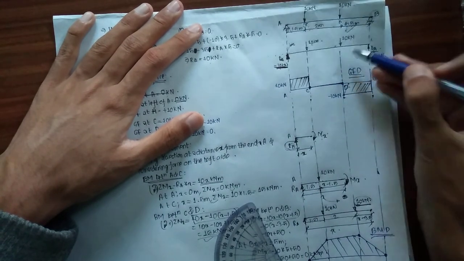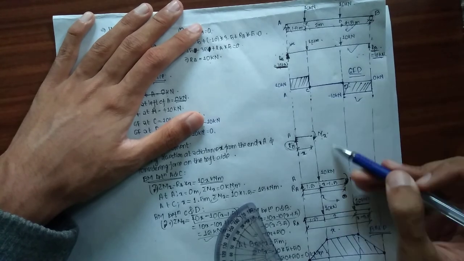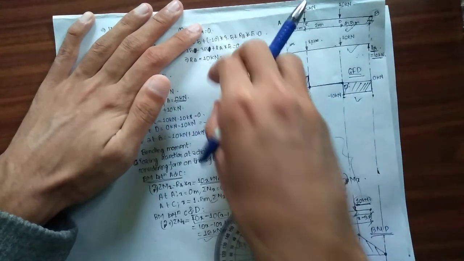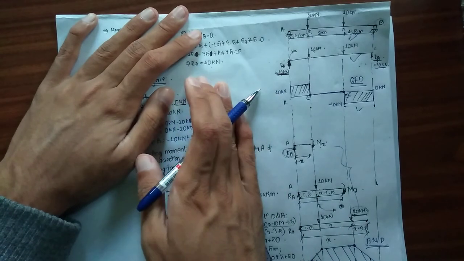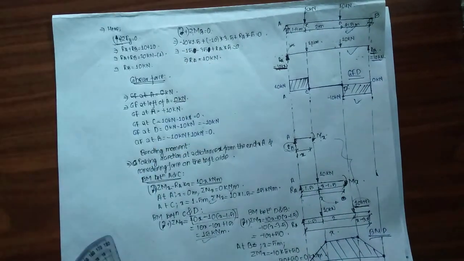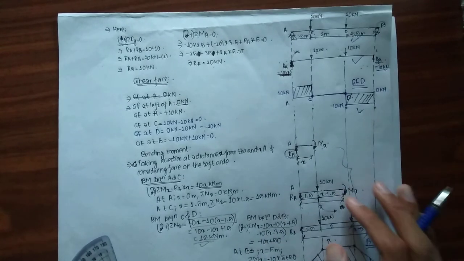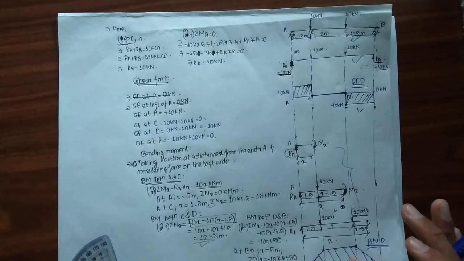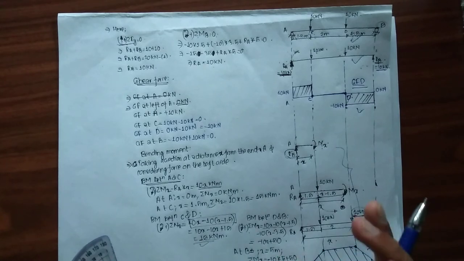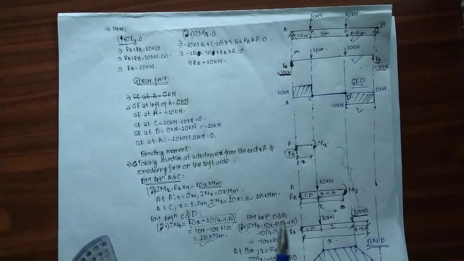In your exam, you need to draw this, this, and this. This is just for your rough purpose. You can put it somewhere else just for your easiness. So in this way, taking certain sections from left to right and following those certain sign conventions, we have calculated our shear force diagram and bending moment diagram. So this is our second video in our playlist of analysis of beam.